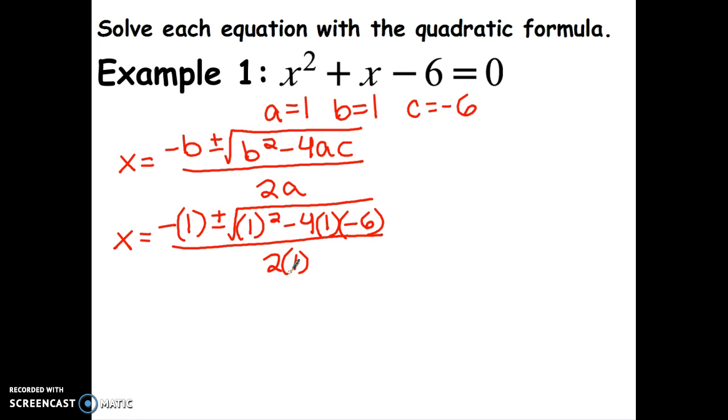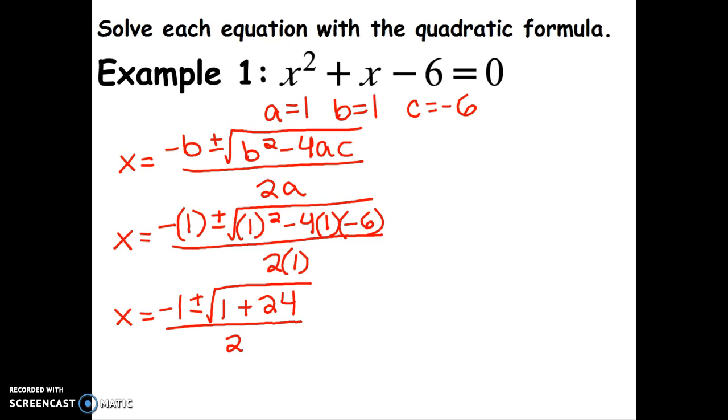Okay, so let's pause here. You have to make sure that you put it in correctly. If not, there's just no point in proceeding because the whole thing is going to be wrong. Okay, so now we want to move through and actually just simplify. So x equals negative times 1 is -1. Simple, right? Plus or minus 1 squared is 1. Now we have -4 times 1 times -6. And when we put all of that together, we get a positive 24, all over 2 because 2 times 1 is 2.